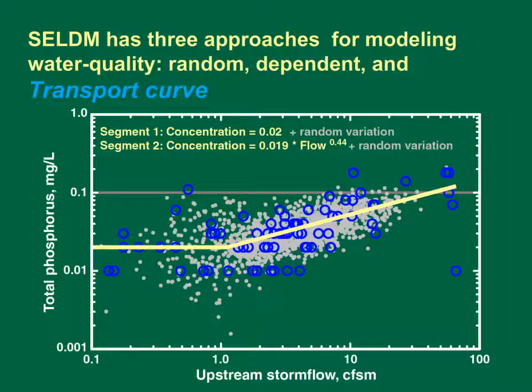A transport curve is a regression relation between flow and concentration with random variability. This is a graph showing total phosphorus concentrations on the vertical axis and upstream flows on the horizontal axis. Data are from Sasco Brook in Connecticut. The blue circles are measured concentrations. The yellow line is a two-segment transport curve. The gray dots are the data generated by using the line plus or minus random scatter around the line, and the gray line at 0.1 milligrams per liter is a water quality criterion. The first segment of the transport curve is flat, indicating random variation in base flow concentrations. The second segment has a positive slope, indicating that total phosphorus is mobilized by increasing storm flow.